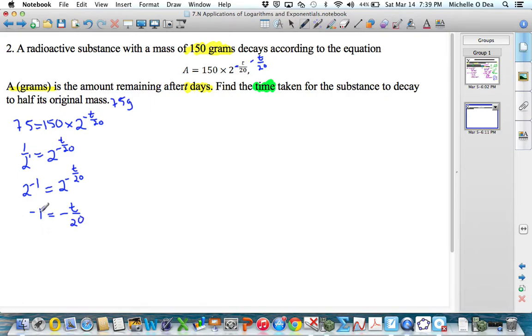And now we have a very easy question to answer. So I can just multiply. I might take the negative with the 20. So multiply both sides by negative 20. And I get t equals 20. So going back, t is in days. So it's going to take 20 days for this radioactive substance to halve. Now that was quite easy. We didn't even need to use a calculator. So there are sometimes questions that can be done without a calculator.